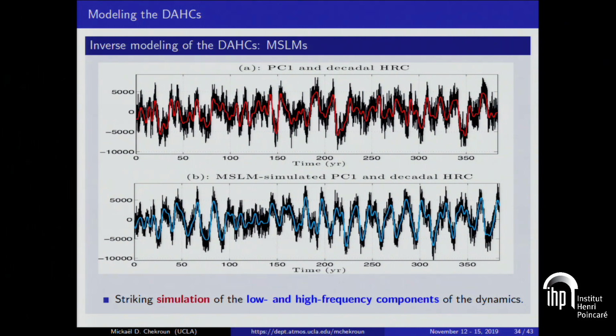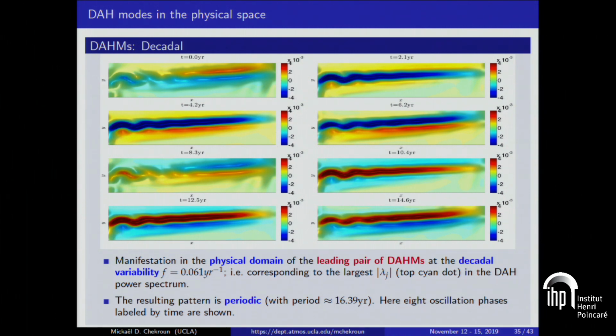You have the original signal projected on EOF1, the PC1, in black, and here black below is the simulated signal. So I capture the low frequency variability part in cyan here and red here, and also this high frequency part. The modes have an expression in the physical domain. The decadal contribution corresponds actually to the jet. Now keep in mind that my modes are time dependent. Actually, they are periodic.